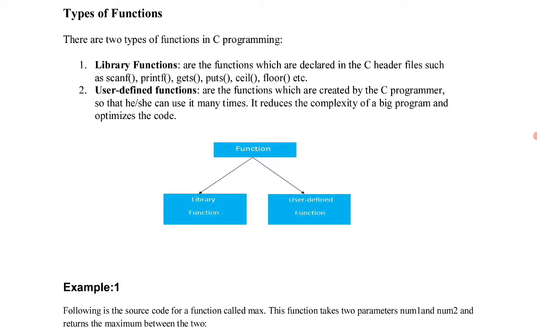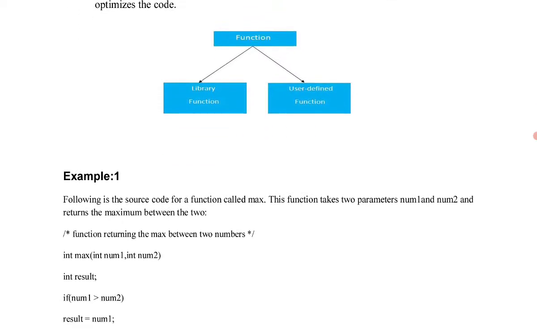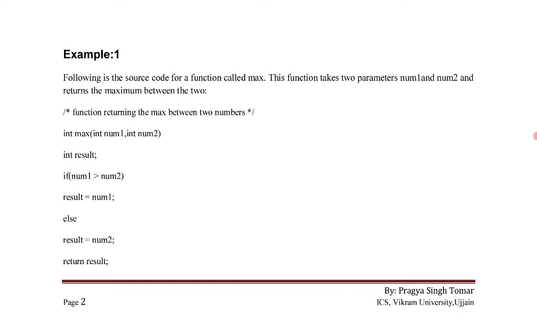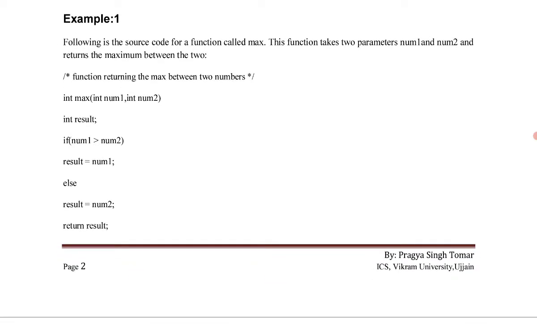So, basically there are two types of functions in C language. First one is system functions, and second one is user defined functions. System functions are also called library functions. Second one is user functions. So, this is a simple example program for creating a function in C language.